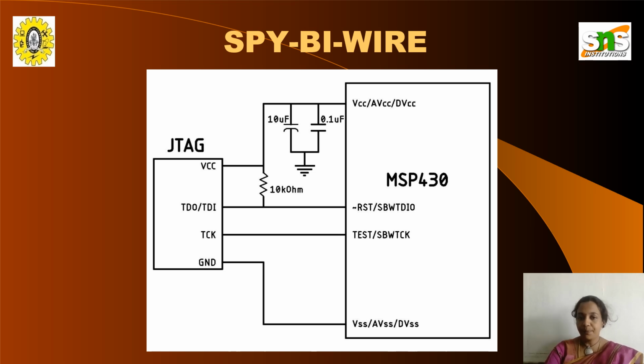Spy-Bi-Wire. This is a circuit diagram for Spy-Bi-Wire. JTAG is connected with MSP430. So VCC is provided. We have used resistors like 10K ohm, and capacitors like 10 microfarad and 0.1 microfarad have been used. VCCs are connected with each other. TDO, TDI, input output pins are connected. TCK is nothing but the clock. Ground is connected.